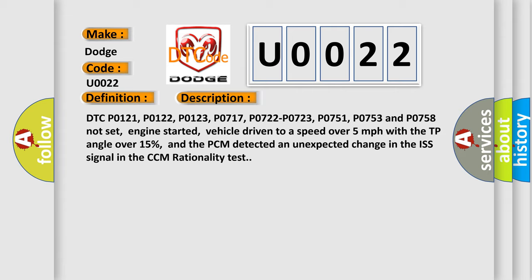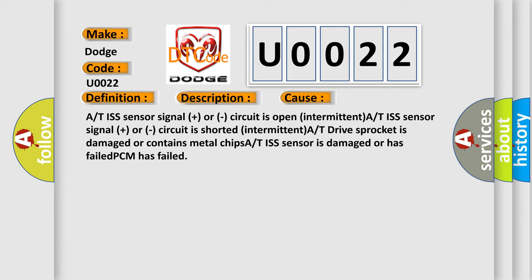This diagnostic error occurs most often in these cases: the ISS sensor signal or circuit is open intermittent, the ISS sensor signal or circuit is shorted intermittent, the drive sprocket is damaged or contains metal chips, the ISS sensor is damaged or has failed, PCM has failed.